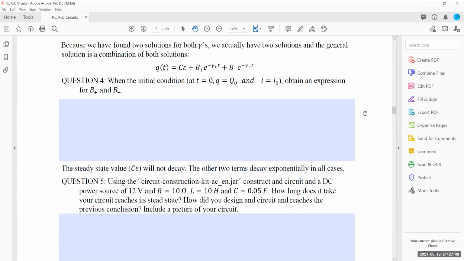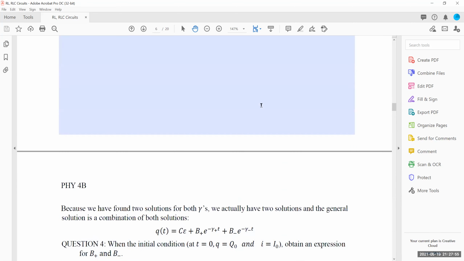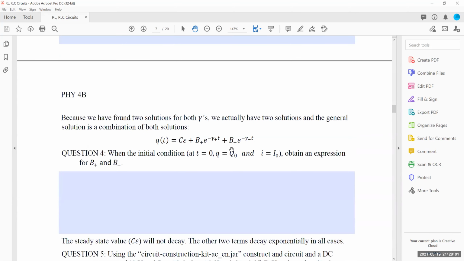Because typically there's a lot of algebra involved with it. You have this expression, and don't forget you have gamma plus and gamma minus, or alpha 1 and alpha 2 as I call them in class. Those are the 2 terms in here. Once you do that, then you put t equal to 0, q sub 0 is equal to q naught. So you have an equation that involves C epsilon plus b plus, because at t equal to 0 this is just 1, and this is 1. So you have an equation that involves b plus and b minus.